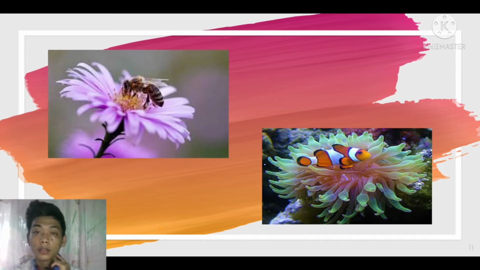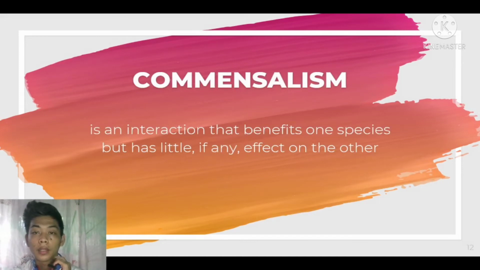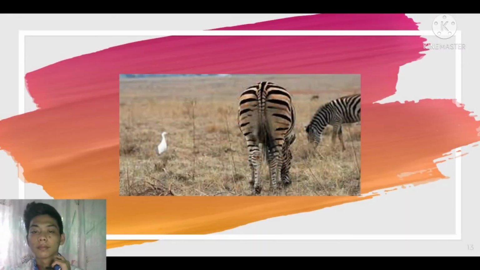Okay, the last type, commensalism, is an interaction that benefits one species but has little, if any, effect on the other. So this is the example of commensalism, the bird and the zebra.